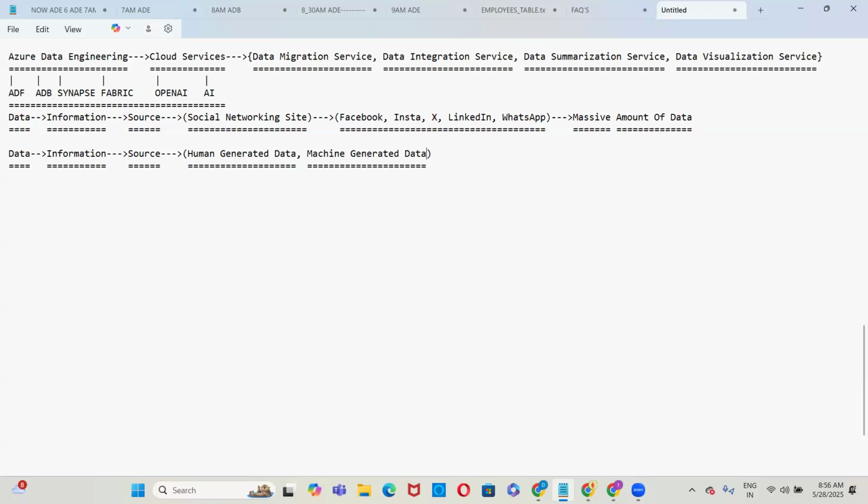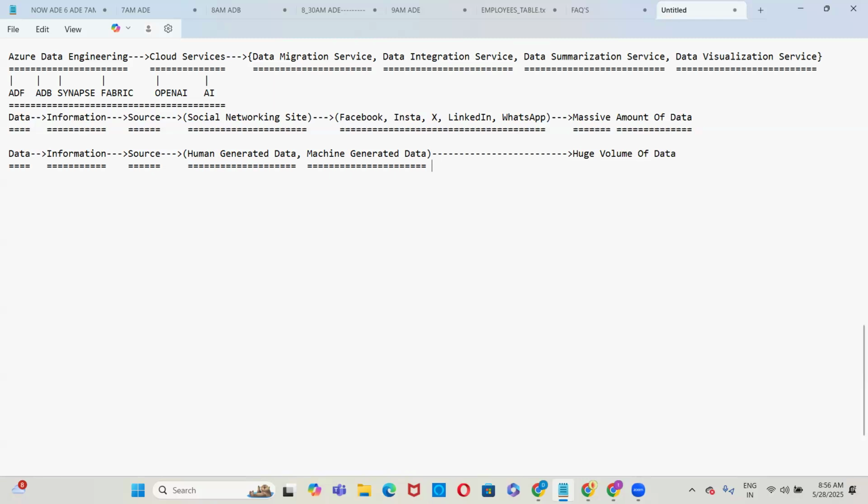And machine generated data means the data which is created or generated by the machine automatically. For example, a Xerox machine is one of the machines, am I right? It generates data. You have a CT scan machine, an X-ray machine, and an ECG machine. All these generate data, guys. So we can say this is a huge volume of data.